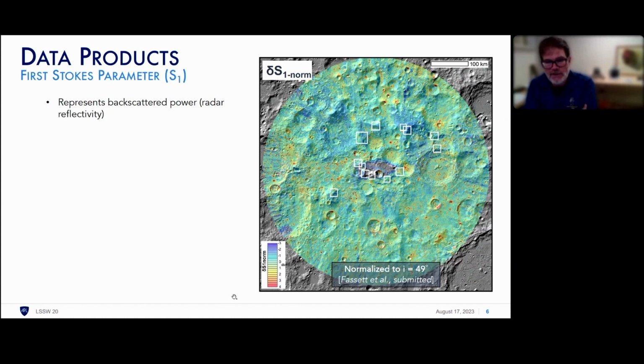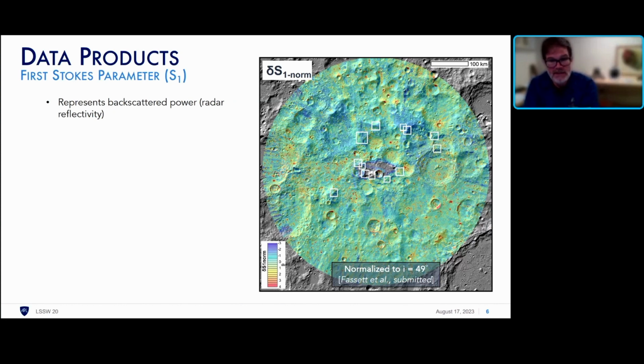Caleb showed this image in his talk yesterday. I'm showing it again just to remind people of a few things. We can see differences in radar reflectivity, and this is a map of that for those polar data that I was showing, normalized to a consistent incidence angle to mitigate the effects of local slope. And you can see variations, and these variations at high levels should reflect changes or differences in regolith properties.